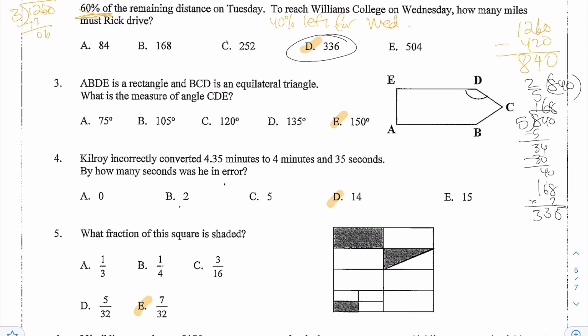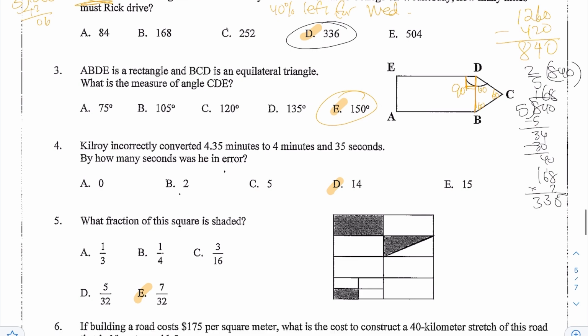Next one, number 3, ABDE is a rectangle and BCD is an equilateral triangle. All right, what's the measure of angle CDE? Well, for an equilateral triangle, each angle, they're all equal. So you can do 180 divided by 3, you got 60. And for a rectangle, they're right angles. So we do 90 plus 60, and that's choice E, 150.